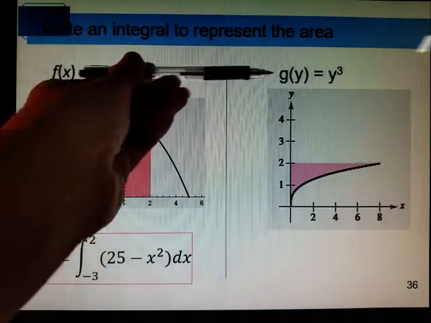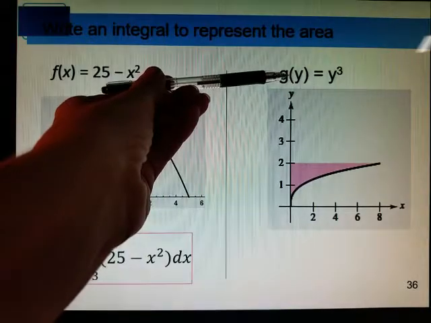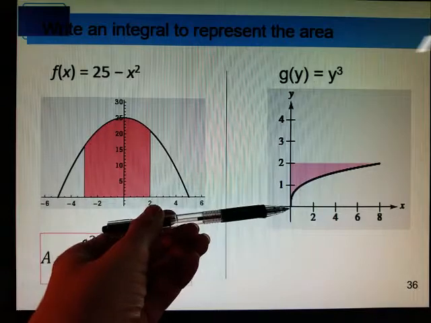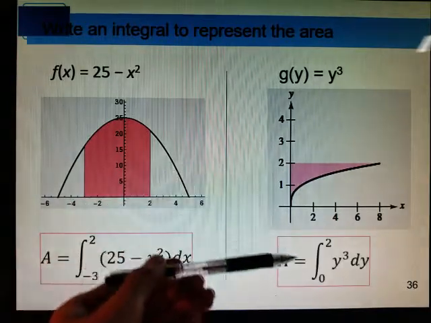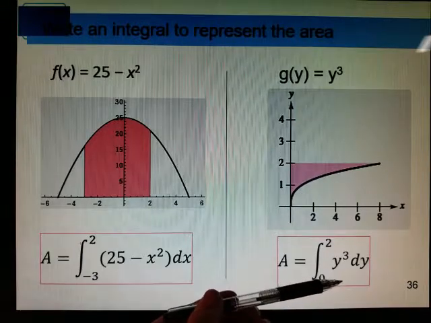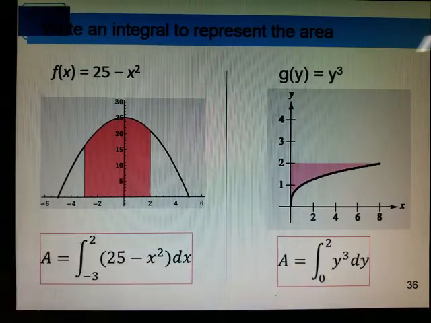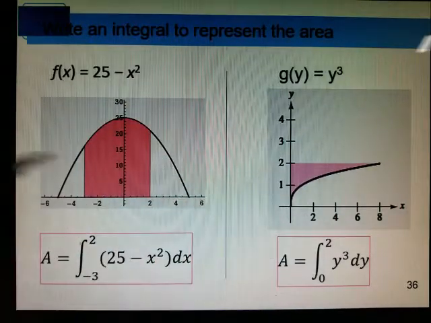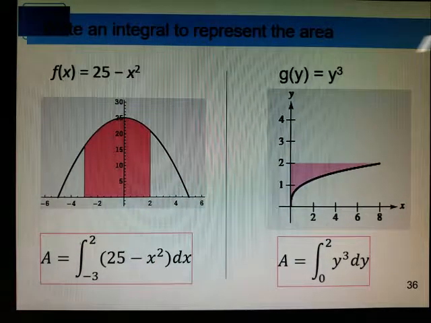Notice this time my function is in terms of y. So then I don't want to know where the x's are moving from. I want to know where the y's are moving from. These y's this time are moving from 0 to 2. So the integral would be from 0 to 2 of your function in terms of y. So notice the function was y cubed in terms of y. So that part of the homework is literally you are just writing the equation to represent the area with the integral sign.